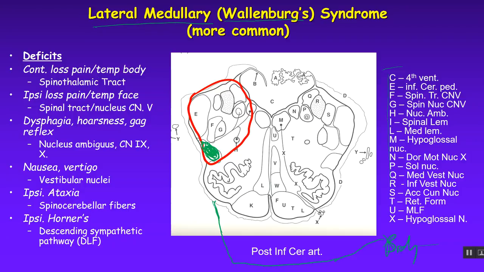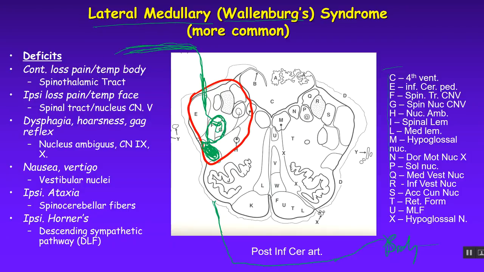Okay. But we have ipsilateral loss of pain and temperature from the face, because here's the spinal nucleus of cranial nerve number 5, both the tract and nucleus. That's blocking information that's coming in from the same side of the face that comes in higher up in the pons, and it's descending first before it makes connections here. So it's blocking that information coming in from the same side of the face.